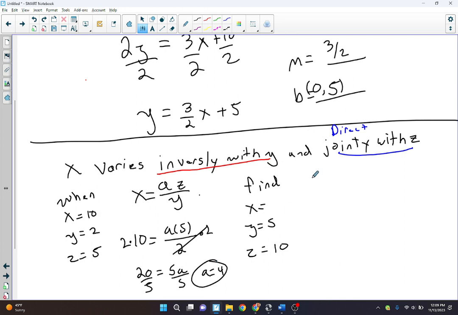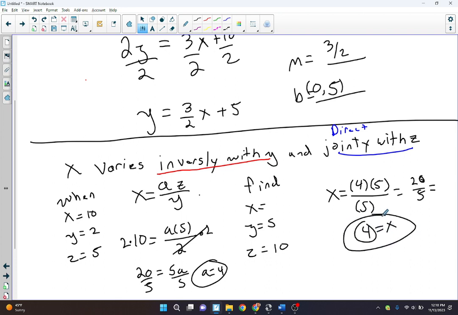The second thing you want to find is x when y and z are these numbers. You take the a value, so x equals the a value, which in this case is 4, the z value, which in this case is 5, and the y value, which in this case is also 5. So 4 times 5, 20 over 5, that reduces down to 4. So in this case, x equals 4. So you got to do the first part, then the second part. Remember, inversely puts it on the bottom, jointly or direct puts it on top.